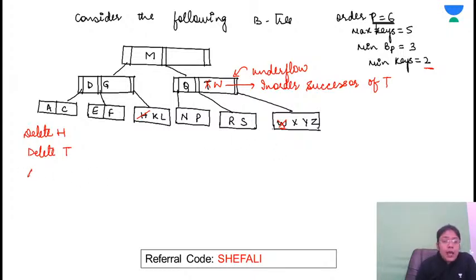In this case, what will happen? Delete R. If this is deleted, then it's a case of underflow, because the minimum number of keys that should be present is 2, but here only 1 key is present. Now what will happen?